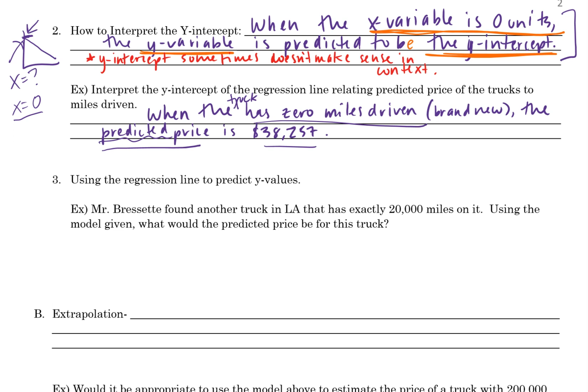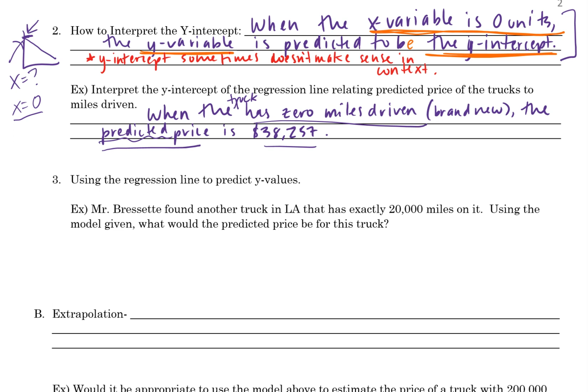If you do not include the word predicted, you automatically fall to partial credit on an AP test. So when you are interpreting slope and Y-intercept, you are always predicting. Do not forget the word predicted. Because if you don't, what you're saying is when a truck has not been driven, its price is $38,000. You're saying definitely, certainly, its price is $38,000 when that's not true.